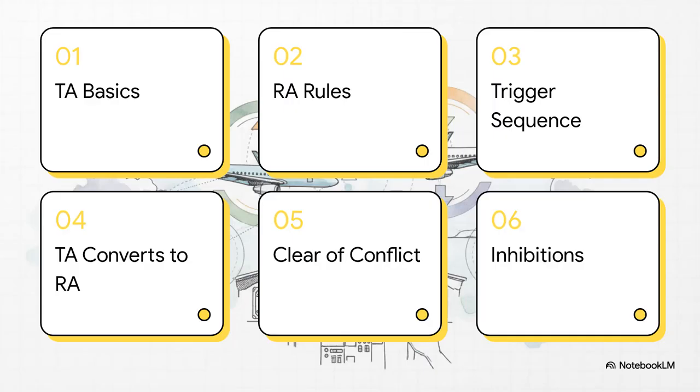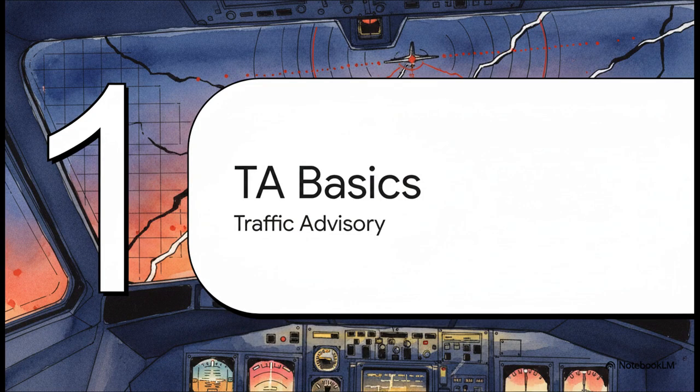Here's our roadmap for today. 1. Traffic Advisory Basics. 2. Resolution Advisory Rules. 3. The Trigger Sequence. 4. TA converts to RA. 5. Clear of conflict. And finally, number 6, Inhibitions and Final Notes. All right, Section 1, Traffic Advisory Basics.